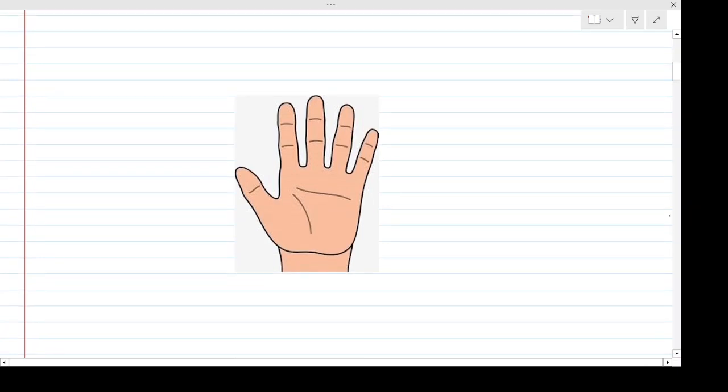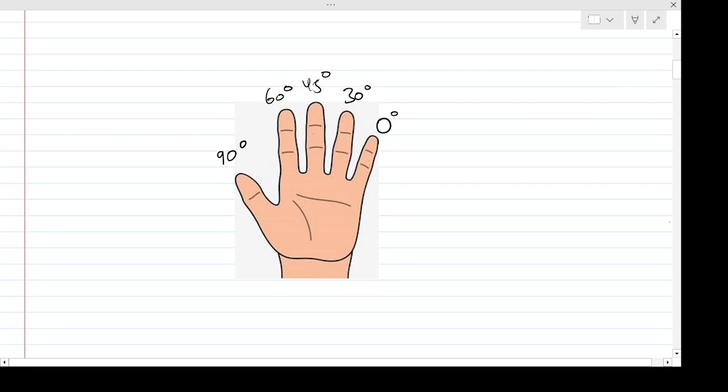So how this will work is, we are firstly going to label the hand. The hand has 5 fingers, right, 5 digits. So we're going to label these with the angles that we need to know. So it's going to be 0 degrees there, 30 degrees on the next finger, 45 here, 60 here, and 90 there. Okay then, now that we've labelled our hand, how are we going to use this?